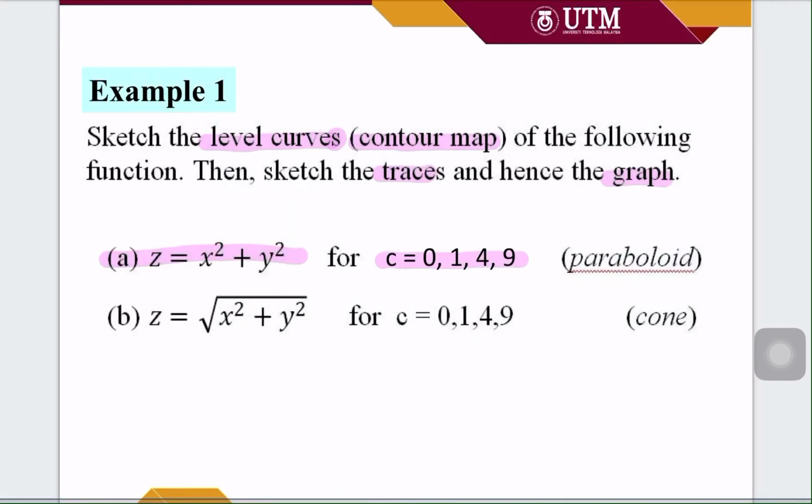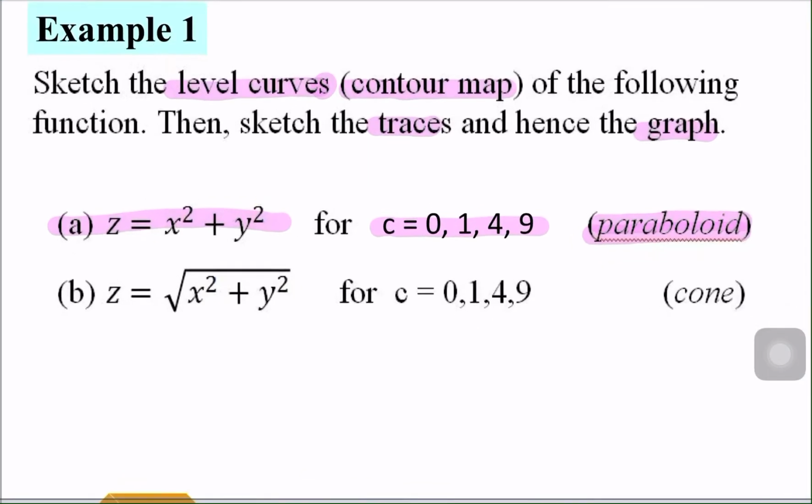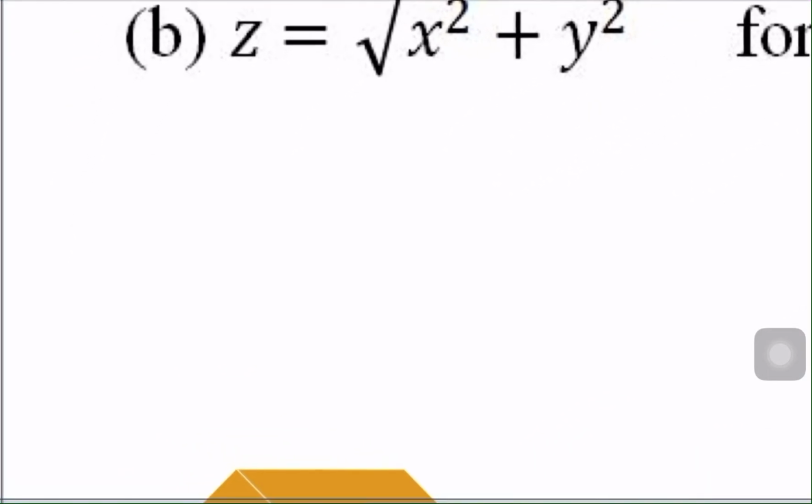Now we want to look at the first one. It's given here that it is a paraboloid. But is it true? Now let's look at the equation here. Let's make it a bigger size first. Here we have z equal to x squared plus y squared.